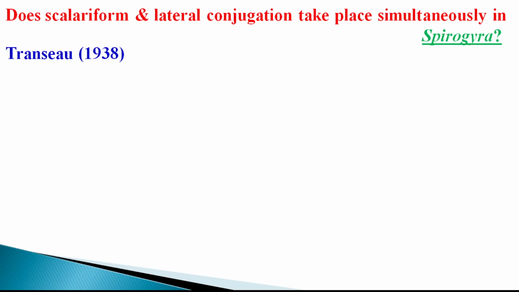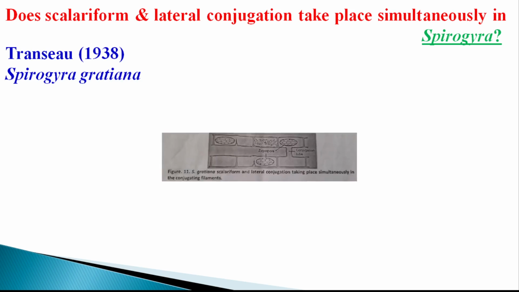One of the pioneer workers in the field of investigations on the conjugation mechanism, Transeau, published in 1938 his reports that the species Spirogyra gratiana exhibited scalariform conjugation as well as lateral conjugation. I repeat, according to Transeau, Spirogyra gratiana shows both types of conjugation mechanisms, that is, scalariform and lateral conjugation.